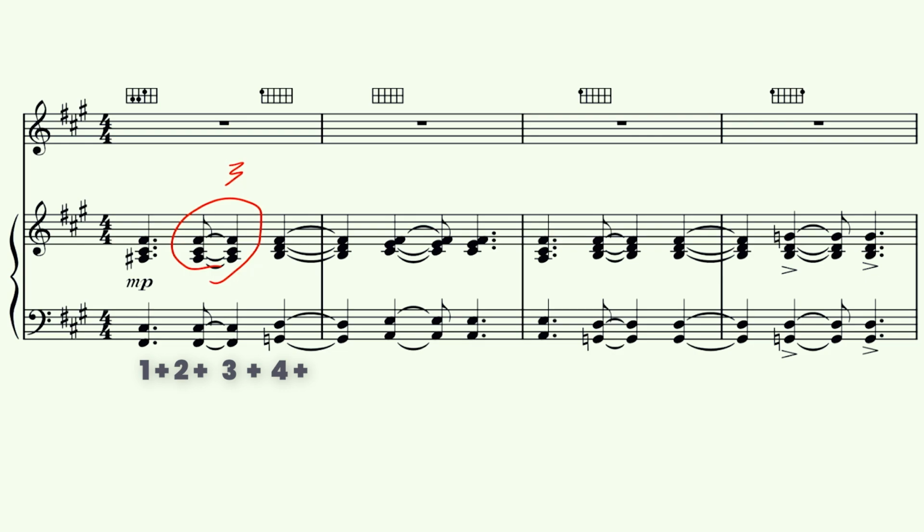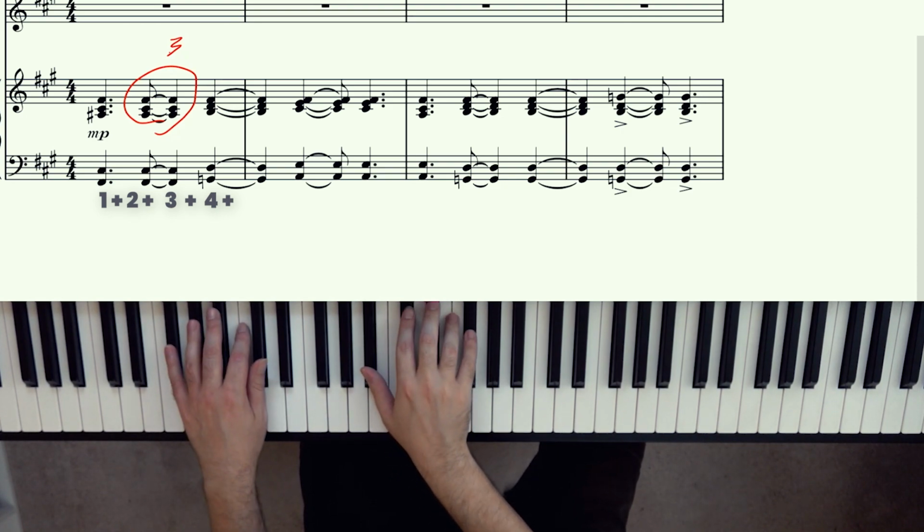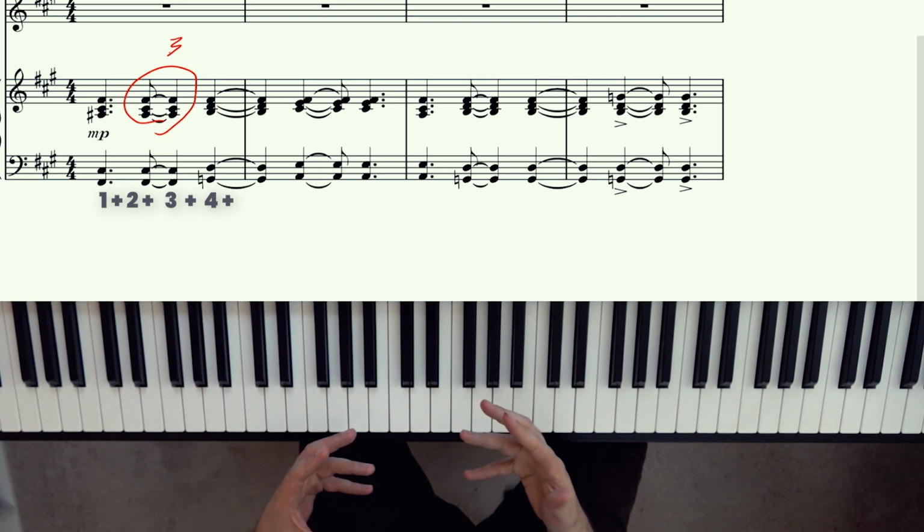Because it's tied over, it actually happens on the second half of beat 2, which shifts it over from where you might expect. 1 and 2 and 3 and 4 and. Whereas without the syncopation, it would just be 1 and 2 and 3 and 4 and. See how much more boring that sounds?